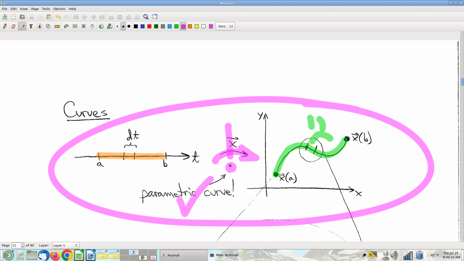Figure out some way to parameterize it in various different methods, of course. And then when you pull back through that parameterization, details to follow. But when you pull back through the parameterization, your new domain will be this interval over here. Okay. All right, so let's talk details.